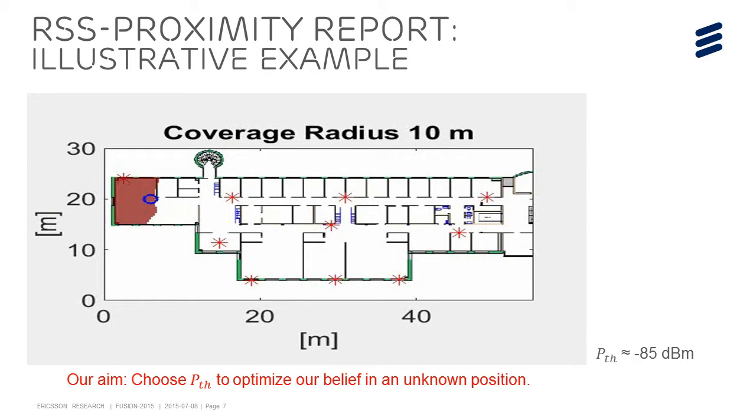If we can choose the coverage radius more reasonably, for instance, in the third example, where we set it to 10 meters, which corresponds to an RSS threshold around -85 dBm, we can see the location ambiguity has been reduced significantly. And then a fundamental question arises as how to choose an optimal threshold so as to optimize our belief in an unknown position. To solve this problem, we propose a statistical framework where the RSS measurements are assumed to follow a certain distribution rather than being noise-free as was assumed in the previous illustrative examples.